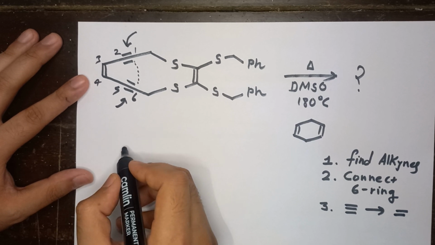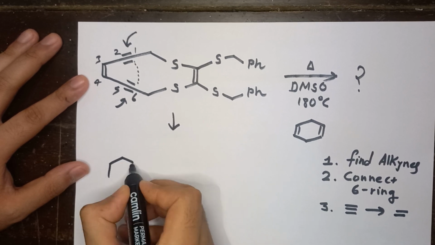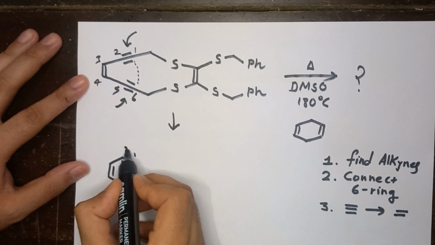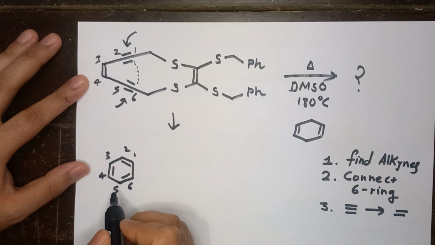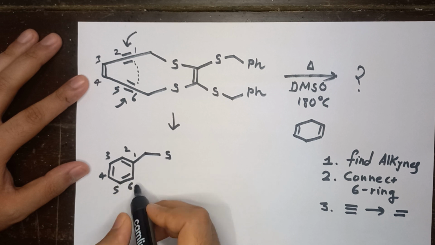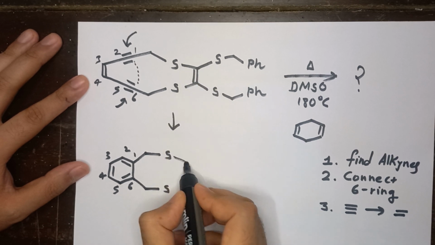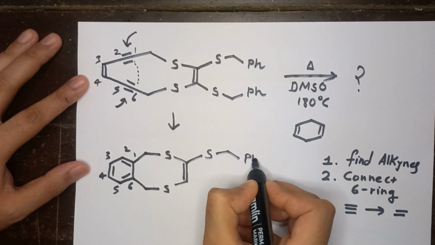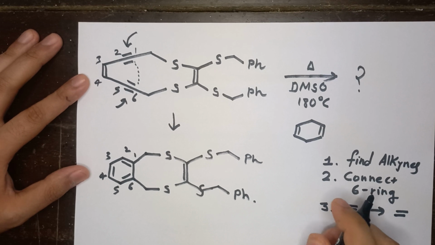So the product I can write. So let's draw the 6-membered ring first. So this is 1, 2, 3, 4, 5 and 6. Now from 1 and 6 we have a CH2 and a sulfur, correct? Now these two are connected by an alkene and the rest will be the same. This is sulfur. So this is the product for this reaction.